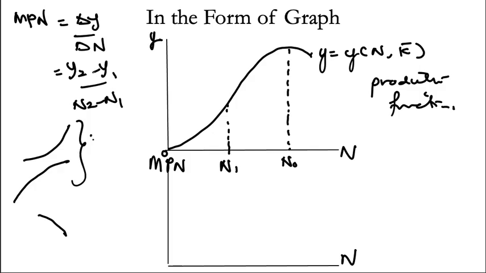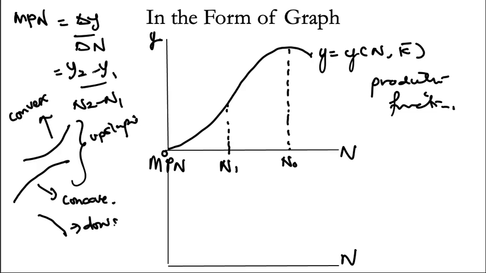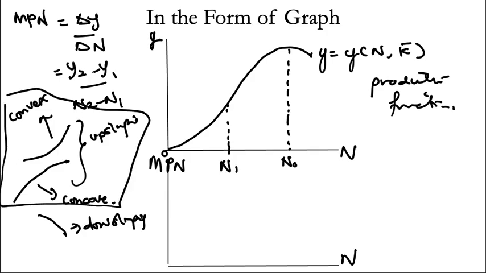So both of these are upsloping curves, but what makes them different? If you can recall, this one is what we call convex, and this one is what we call concave, isn't it? So go back to your basic maths at undergraduate level. And then this one is downsloping. Both of them are upsloping here. That means although they are upsloping, the rate or the slope of total product is not the same.